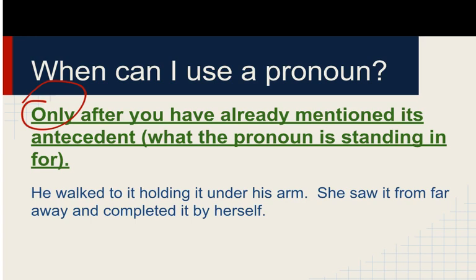He walked into it holding it under his arm. She saw it from far away and completed it by herself. That doesn't make any sense because you don't know who he is, what it is, where it is, what it is, who she is, and what she saw. You also don't know what she did. So all of these pronouns become very confusing if you haven't already told us what the pronoun is standing in for. Because remember, pronouns stand in the place for nouns. So you have to tell us what the noun is before you can use a pronoun.